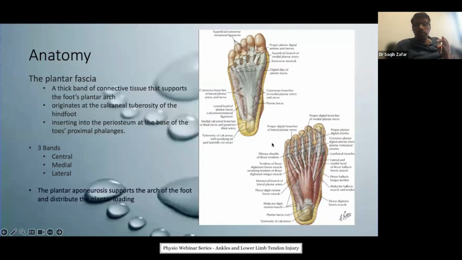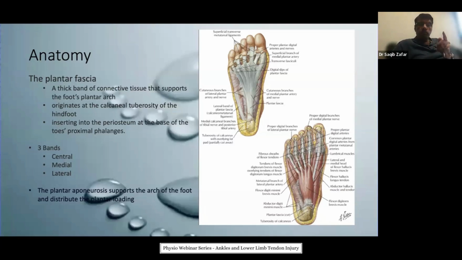The important thing to remember is that it has three bands: the central band, the medial band, and the lateral band, which is a little bit ignored in our diagnosis and even in our radiologic investigation. The most common presentation of plantar fasciitis involves the medial band and to some extent the central band. Most of us have the impression that plantar medial heel pain means plantar fasciitis.